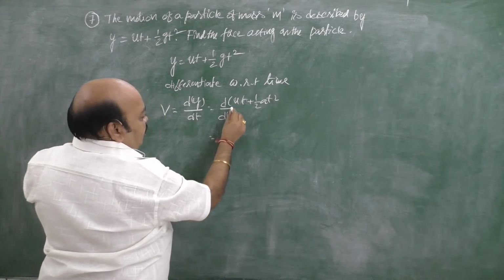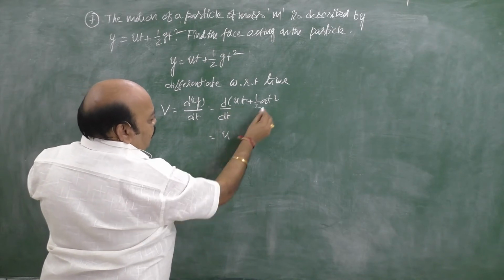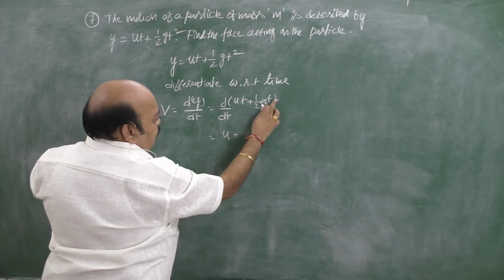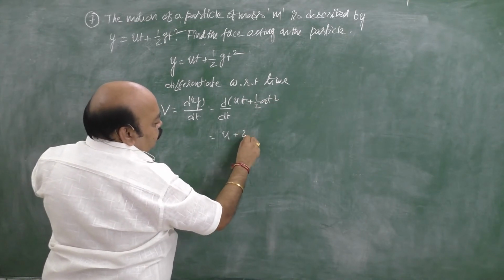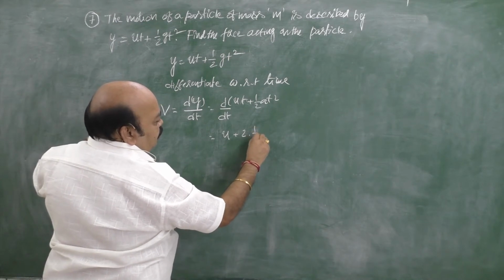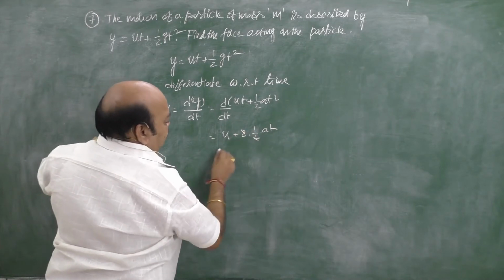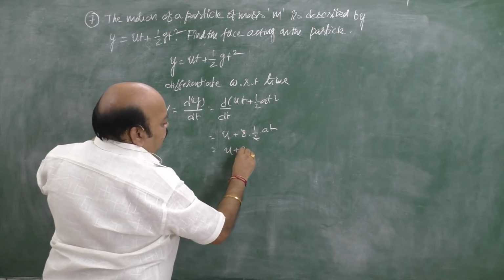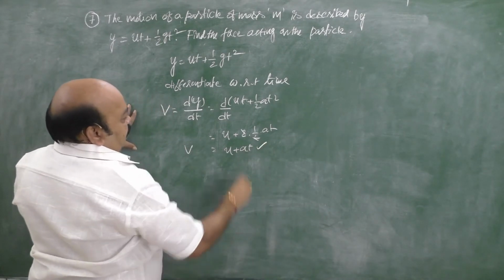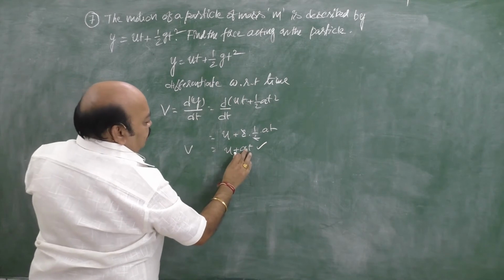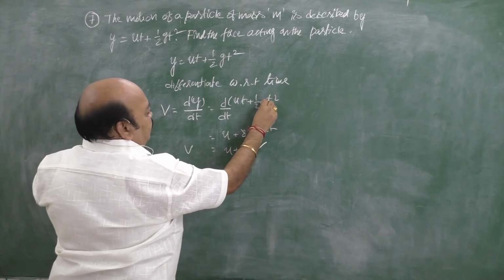See, if we differentiate this term, we get u, and if we differentiate this term, 2 into 1 by 2 into at. This t gets cancelled. So, the net value is u plus at. This is the velocity. Okay, in the place of a here, this is g. So, u plus gt is the right answer. Once again, in the place of a, it is g.